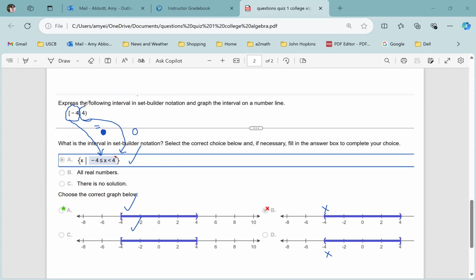And then for the 4, it needs to have a parenthesis or an open circle on it, which this one does. And that one did. So that left A to be the answer. So again, one more time, if it's a bracket, it's colored in and it's equal to it. If it's a parenthesis, it's open and it's not equal to it.